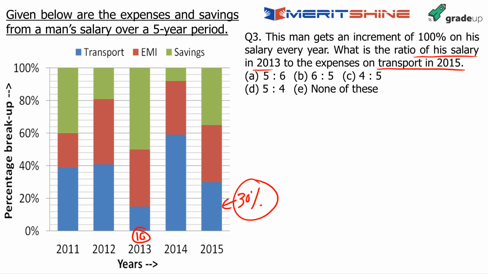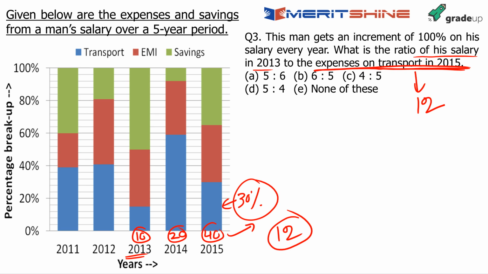Great guy. Who gets that? Let's say 10 in 2014 will become 20. So it was 10 in 2013, it will become 20 in 2014. What would it become in 2015? It will become 40. So 10 to 20, 20 to 40. Now what will 30% of this 40 be? You know how to calculate this very quickly. 30% of 40, I will not write it, it's 12. So basically expenses on transport in 2015, if I assume this 2013 salary to be 10, is 12. This is 12. And what is his salary in 2013? This is 10 because I assumed this.